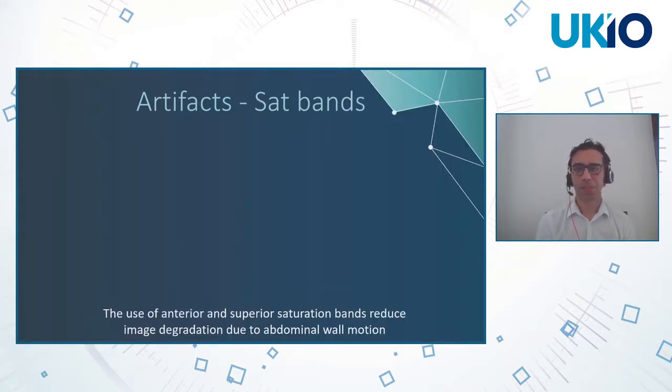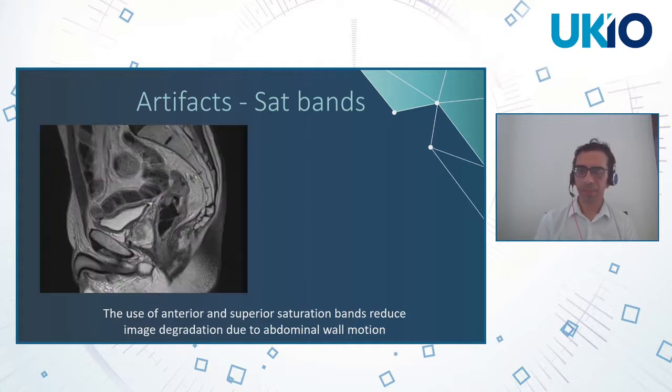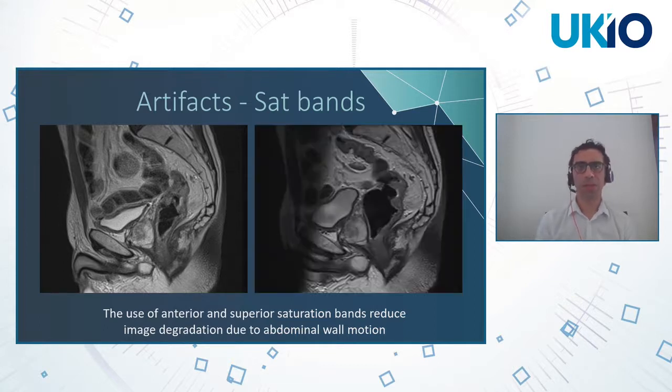So let's imagine we've started scanning, we've acquired the localizer and the wide field of view axial. The next sequence acquired is the sagittal. So this sagittal image has no saturation band and appears blurry. The quality of the sagittal image can be improved by using anterior and superior saturation bands, which will reduce the artifact from the anterior abdominal wall. So repeating the image with the saturation band has improved image quality here.